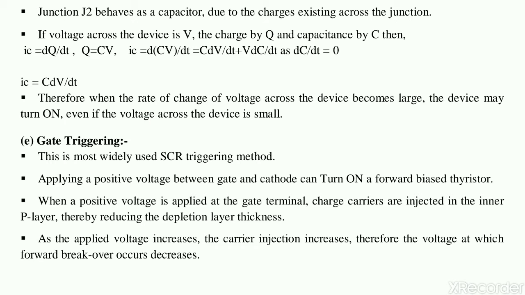There should be more concentration of charge carriers, therefore the voltage at which forward breakover occurs decreases. The breakover voltage V_AK or V_BO, which is nothing but the forward breakover voltage, will decrease, and as soon as the voltage decreases, the SCR starts conducting. So this is the most common method of SCR gate triggering.